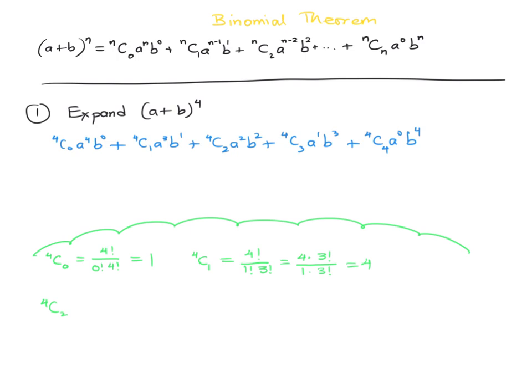So now let's figure out what 4 choose 2 is going to be. So again, 4 choose 2 will be 4 factorial divided by 2 factorial, and then the other 2 factorial.